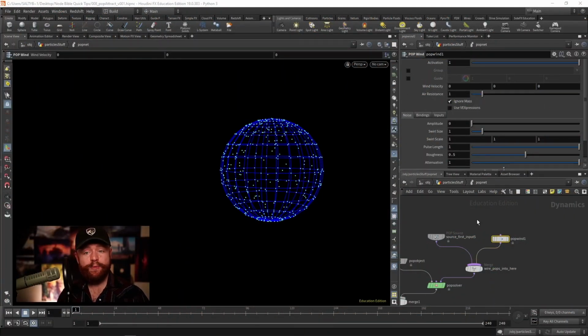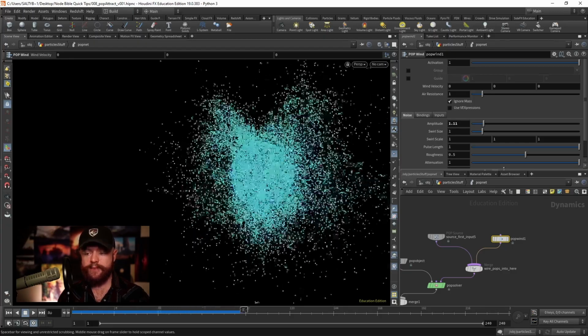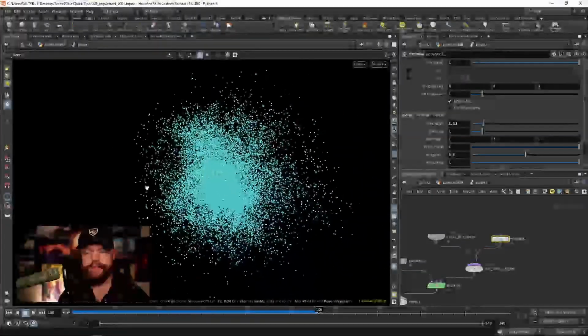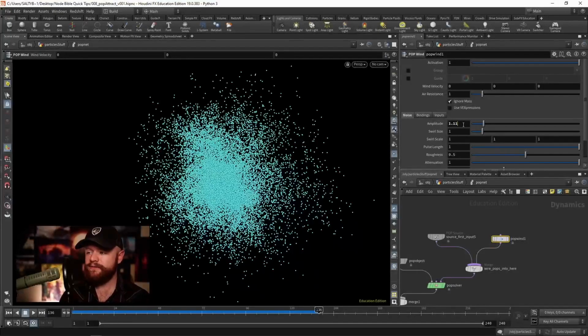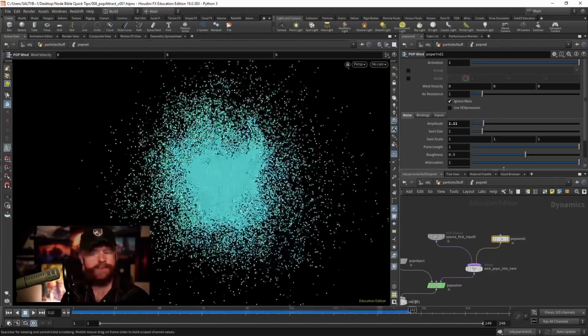Let's talk about the pop wind node. What this does is it takes the velocity of the particles and it tries to match that velocity with whatever we put here. As an example, if I turn up this amplitude right here on the curl noise and I go ahead and press play, these points never really overshoot the value that I have right here, the length of the vector that's specified here by the amplitude. In other words, they all kind of stay the same speed consistently.